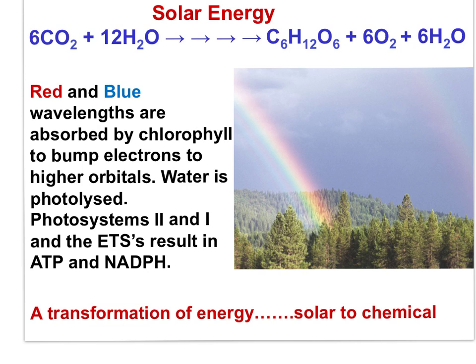The light-dependent reactions were the focus of Part 3. Red and blue wavelengths are absorbed by chlorophyll to bump electrons to higher orbitals. Water is photolysed. Photosystems 2 and 1 and the electron transport systems produce ATP and NADPH. ATP and NADPH provide the energy and reducing power to fix carbon dioxide in the light-independent reactions, which is the focus of this movie.